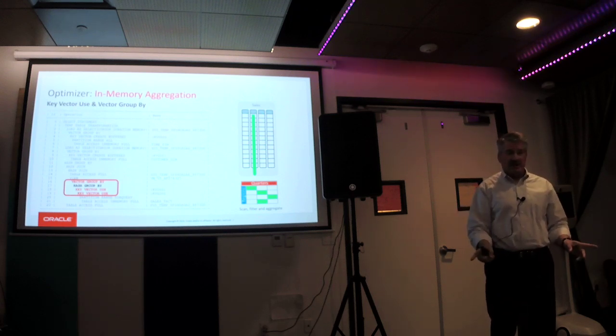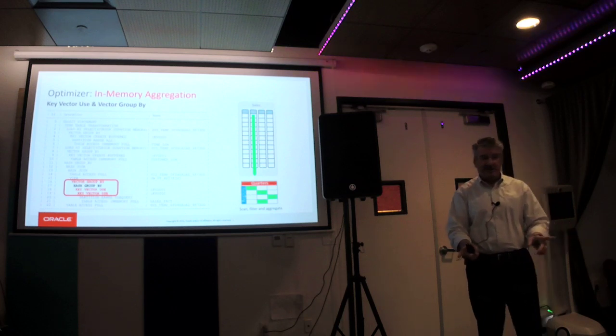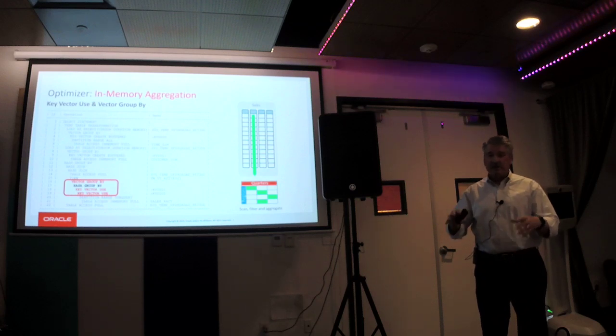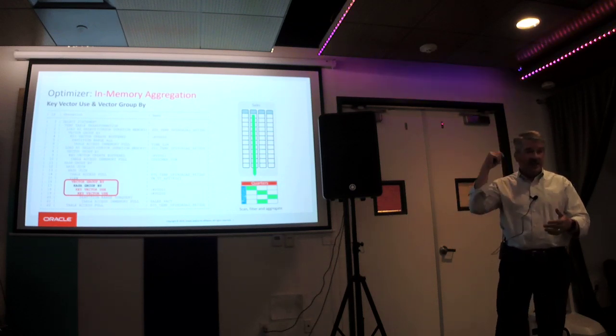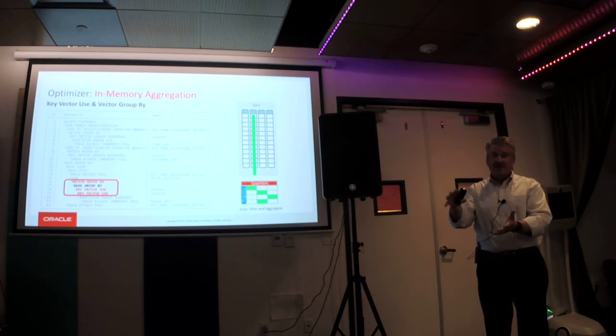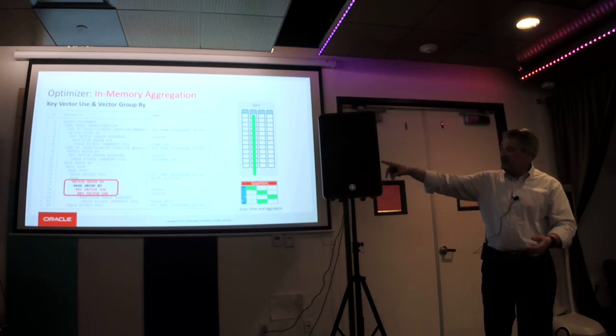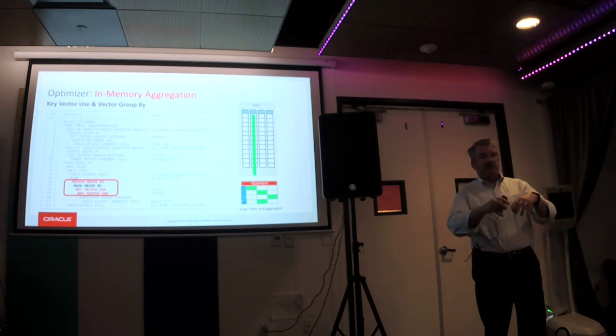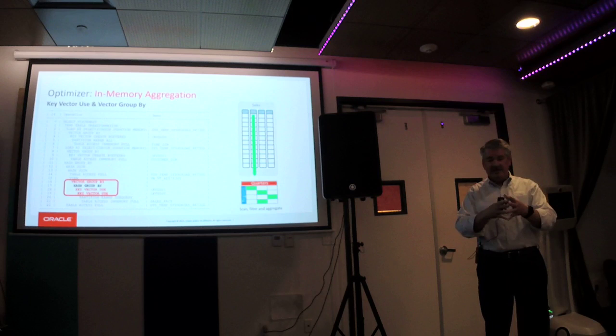There's a whole white paper that describes how this works, so you don't have to remember anything I just said. It's called in-memory aggregation. It's on our blog, you can go look at the white paper if you're interested. The OLAP guys on the East Coast created this for us. We implemented it into Database In-Memory, and you see it as what we call a vector group by.